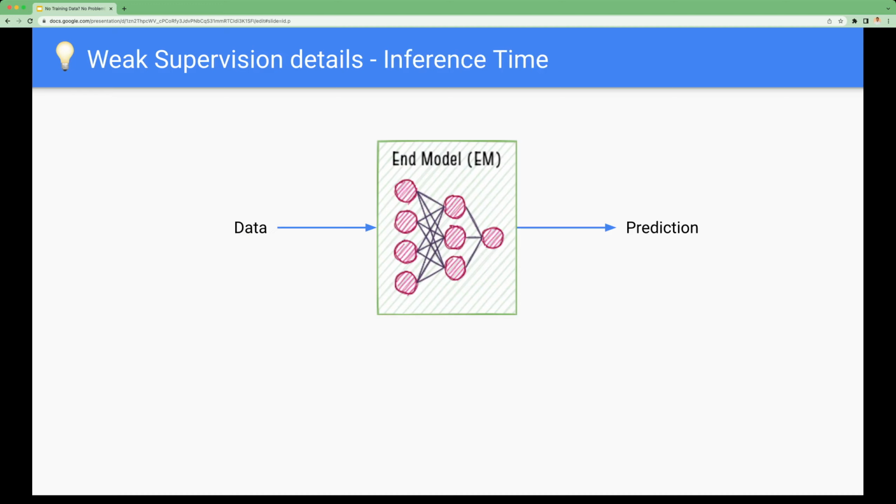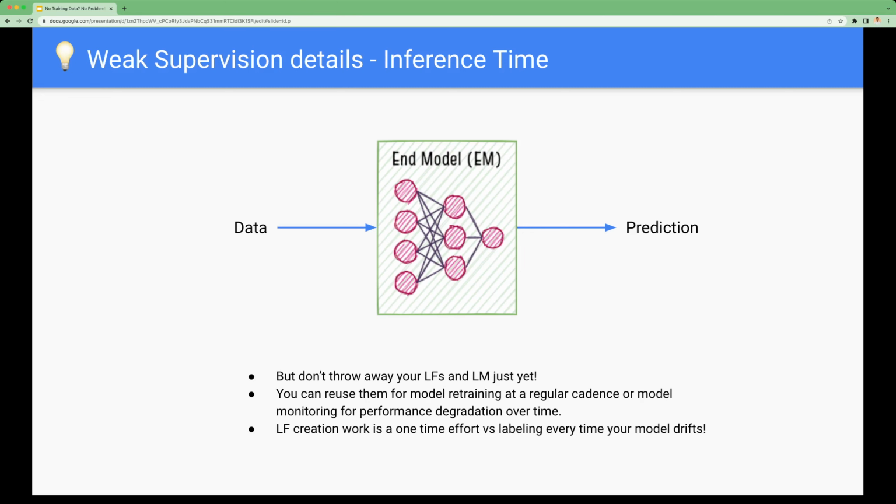Model inference is rather straightforward. We only need the end model. We can treat it as any other BERT-based model. You pass it an input text data and you get predictions as output. But don't throw away all your labeling functions and label model work just yet. You can reuse them for model retraining at a regular cadence or model monitoring for performance degradation over time.